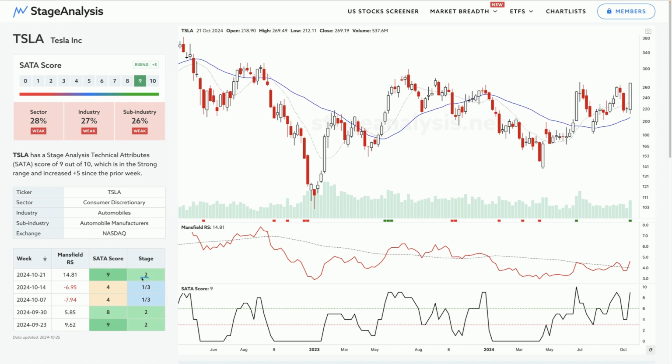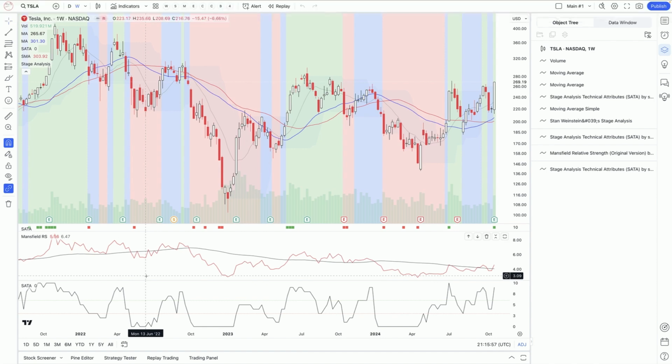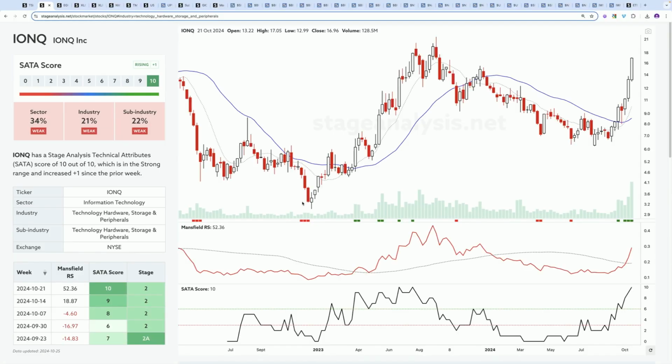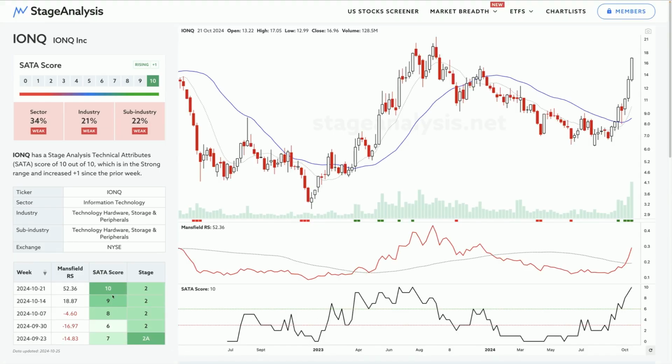So for example, at the moment we're in stage 2, we've got a strong SATA score of a 9 at the moment, and it's got 14.81 Mansfield relative strength, so above its 0 line by 14.81 at the moment, so in a good strong position there. So to see a few of the others here, let's get rid of TradingView, so you can see how it looks different. So INOQ, for example, is another one.